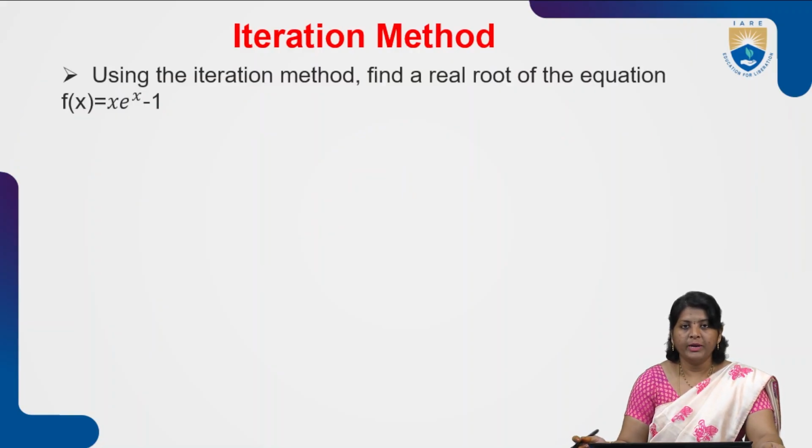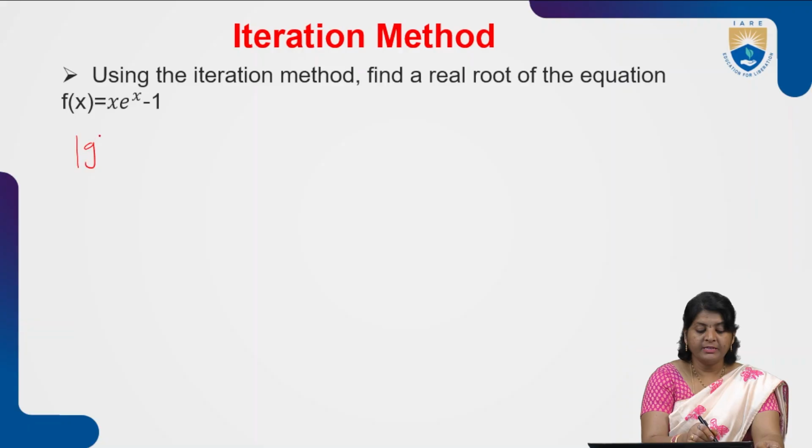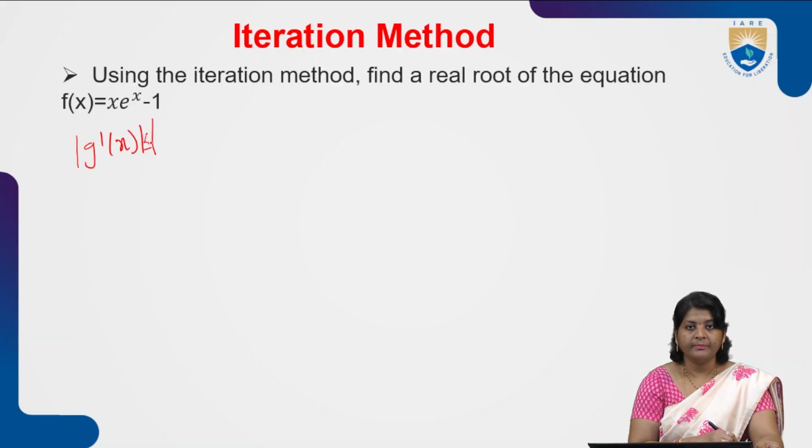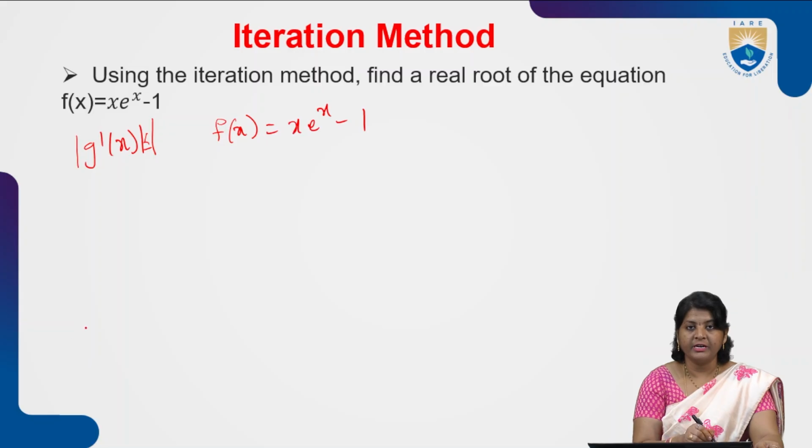Now we will do one more problem. Using the iteration method, find a real root of the equation f of x is equal to x e power x minus 1. So the same condition we need to satisfy: g dash of x should be less than or equal to 1. To satisfy this condition, we are considering the given equation as f of x is equal to x e power x minus 1. This is the given function.